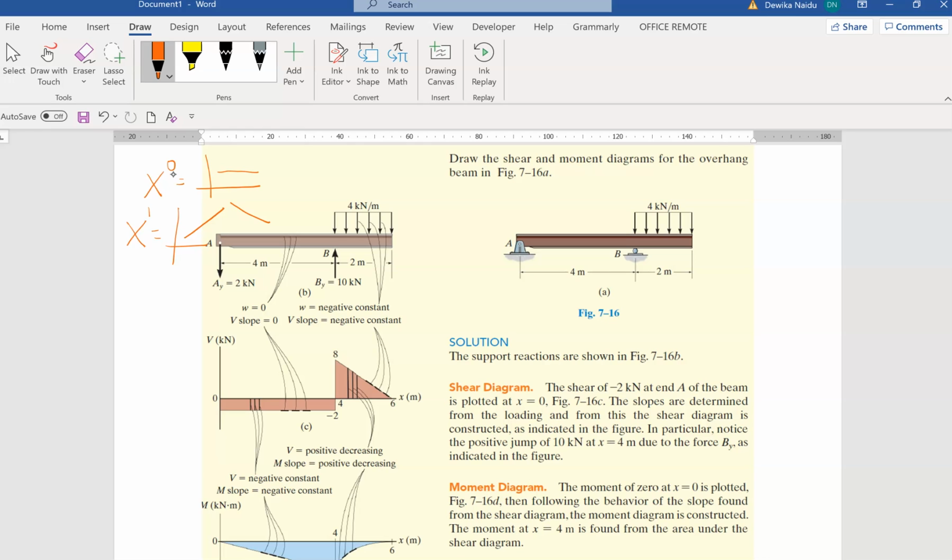This graph looks like y equals mx plus c, so x is power of 1. Then if we have x power of 2, the graph will be a curve, either this way or that way, just power of 2. And then you have x power of 3, which gives a graph of x power of 3. So this is the order of x.